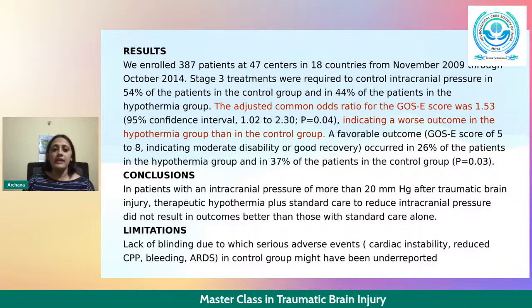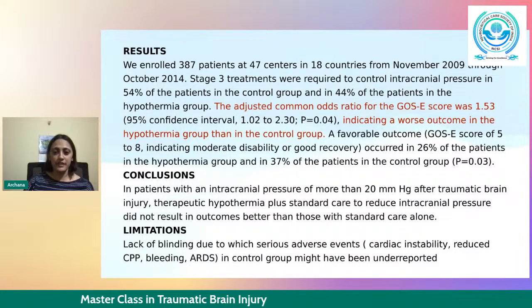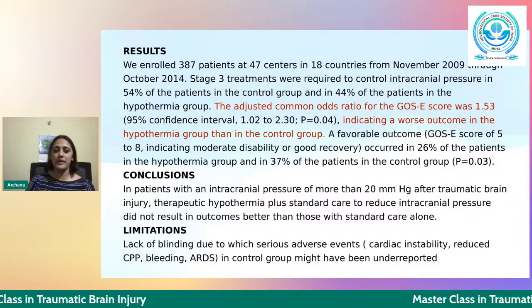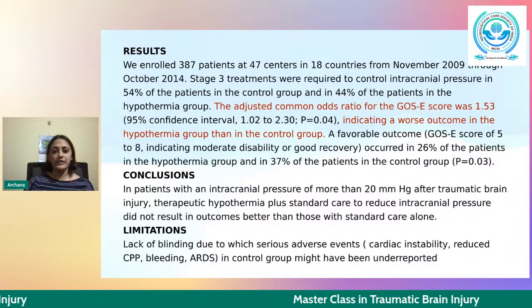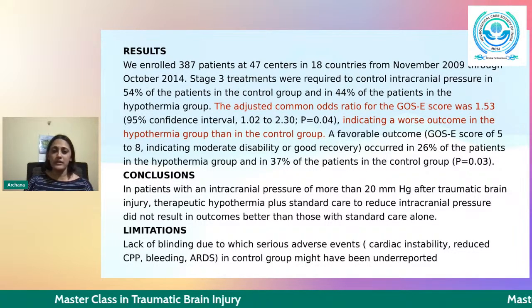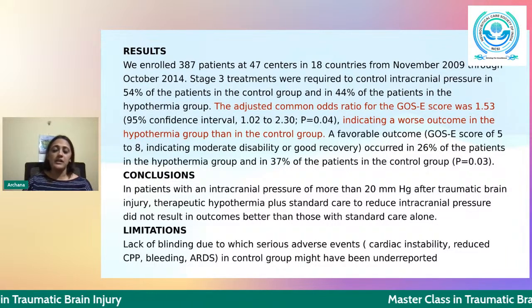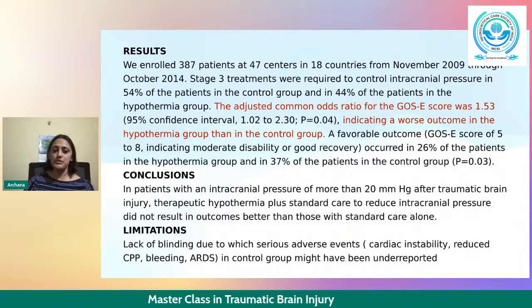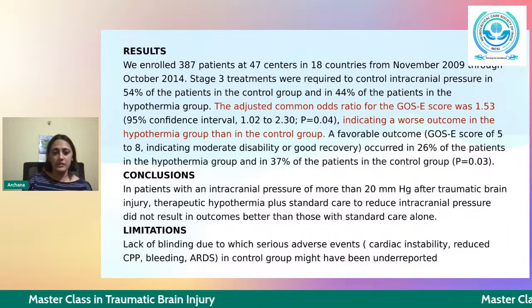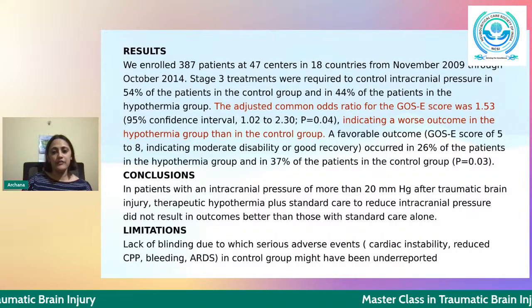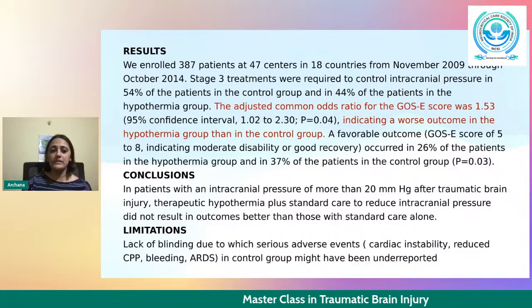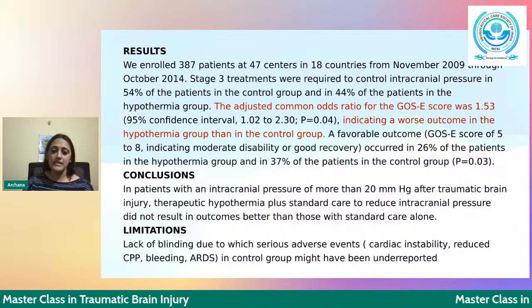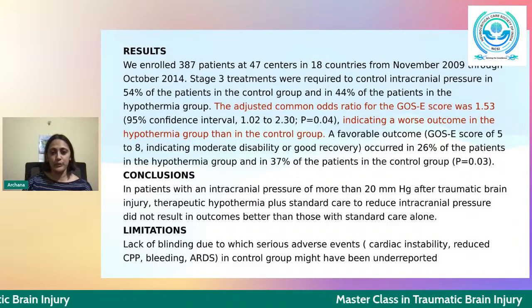And it was seen that in patients with an intracranial pressure of more than 20 mmHg after traumatic brain injury, therapeutic hypothermia plus standard care to reduce intracranial pressure did not improve the outcomes compared to the patients with standard care alone. Here, the limitations which they showed were that there was a lack of blinding, due to which the serious adverse events, that is the cardiac instability, reduced cerebral perfusion pressure, bleeding, or the occurrence of ARDS in the control group might have been underreported.